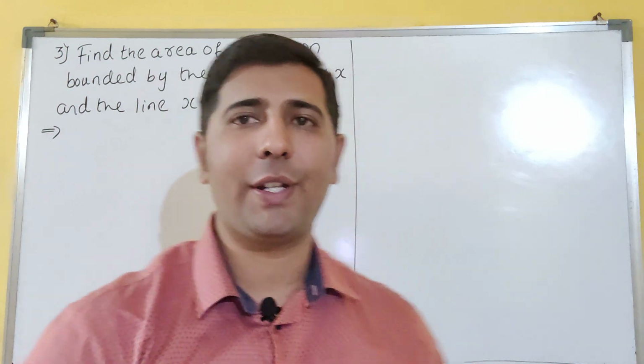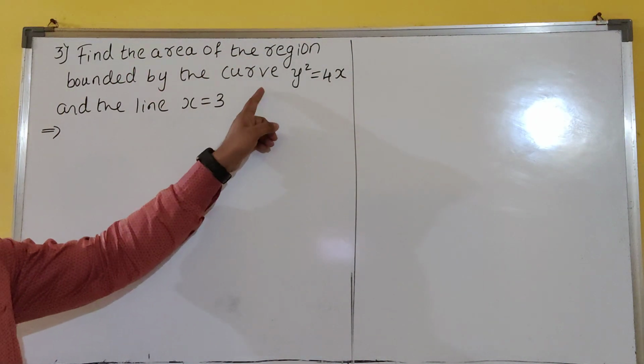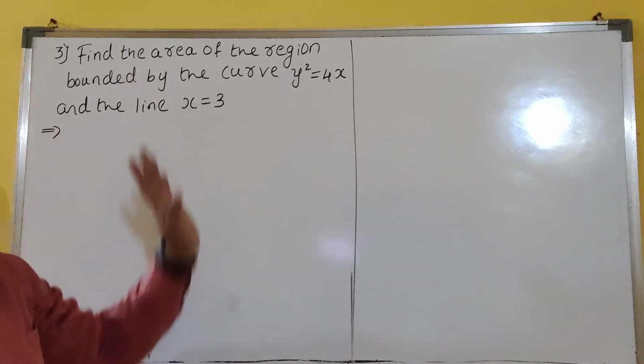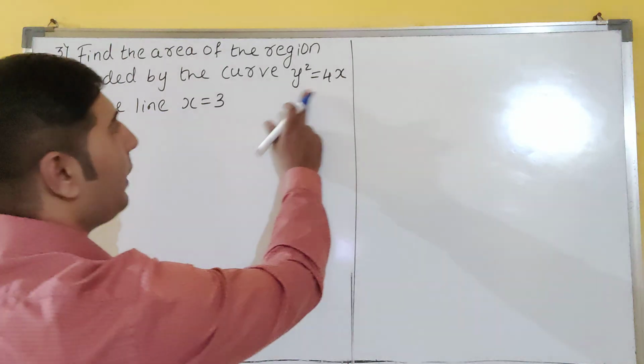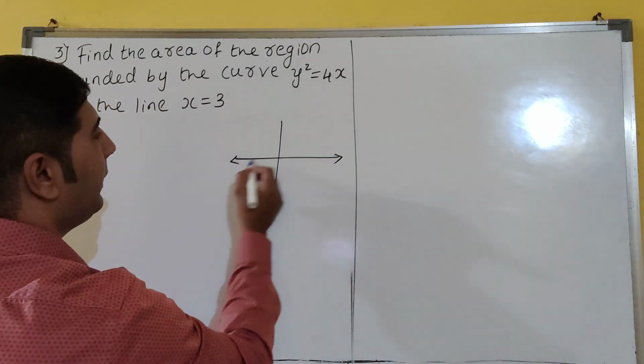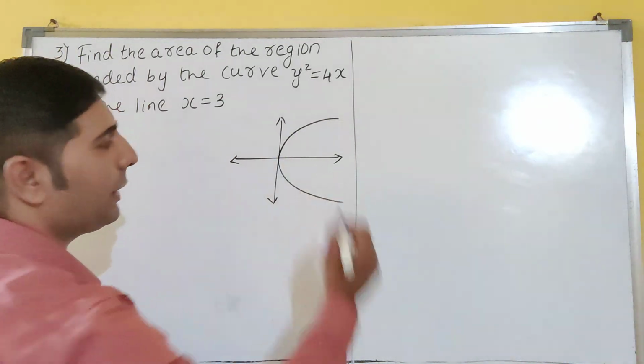Let us see the next question, dear students. Find the area of the region bounded by the curve y square is equal to 4x and the line x is equal to 3. Very simple. Y square is equal to 4x. You know which parabola it is? It is a right hand parabola, dear students. Right hand parabola you can write.